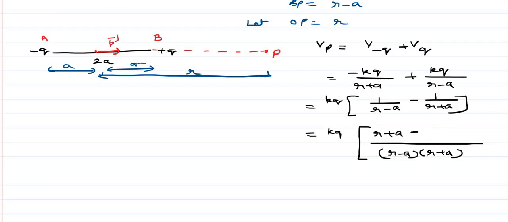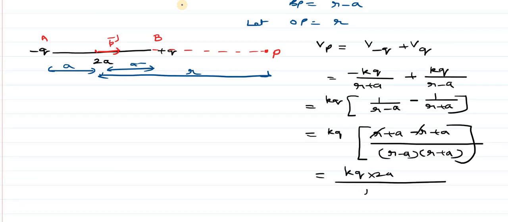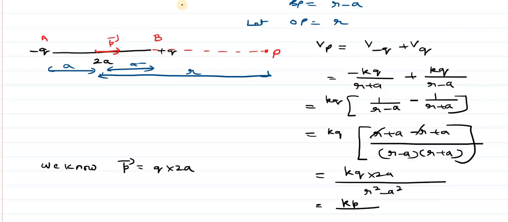So in the next step you can write minus r plus a. The r and r get cancelled, so kq into 2a divided by r square minus a square. But we know that the dipole moment p equals q into 2a, which we can substitute here. So it will be kp by r square minus a square, which is nothing but the electric potential at a point P along the axial line. Is that clear? Any doubt here?